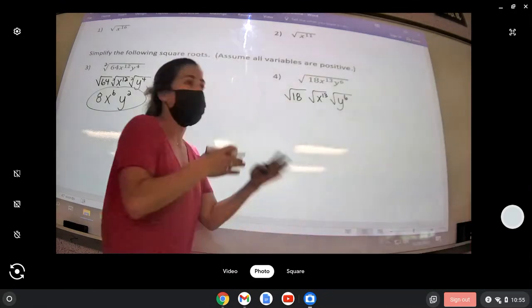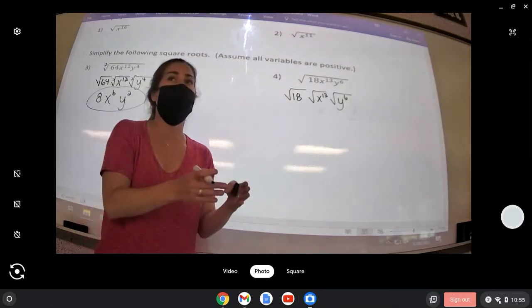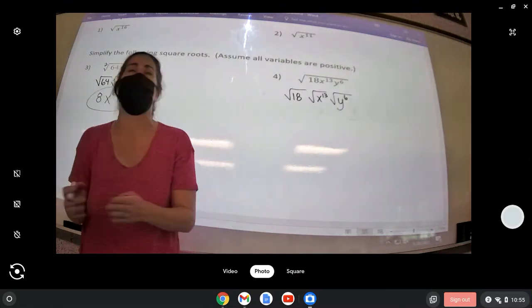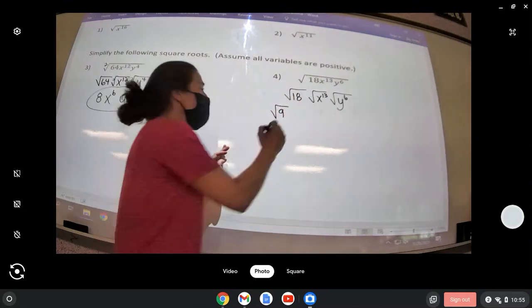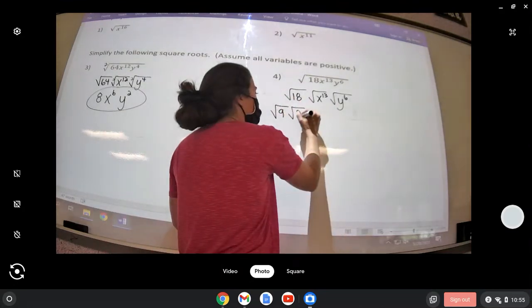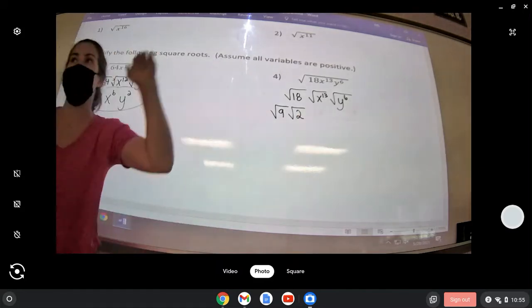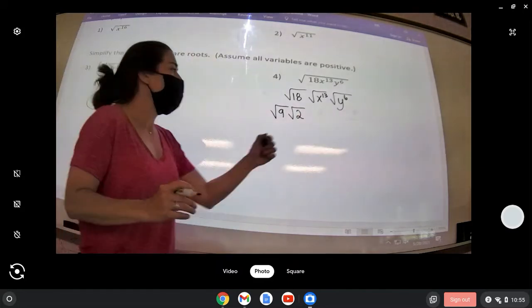So we're going to split them. We're going to split them up into something I can take the square root of and something that I can't take the square root of. So we're going to split them up into the square root of 9, that's my perfect square, times the square root of the leftover, which is 2. And just leave it. We're going to keep on going. All right, let's go to the next one.